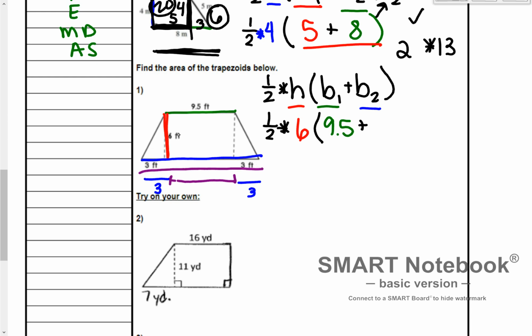Well, I know in a rectangle, whatever's on the bottom is also on the top. So since the top is 9.5, I know this distance right here is 9.5. So if I add these three numbers together, I'm going to get that whole distance of the base right there. So I'd have 3 plus 3 is 6. 6 plus 9 is 15, plus the 0.5 is 15.5.